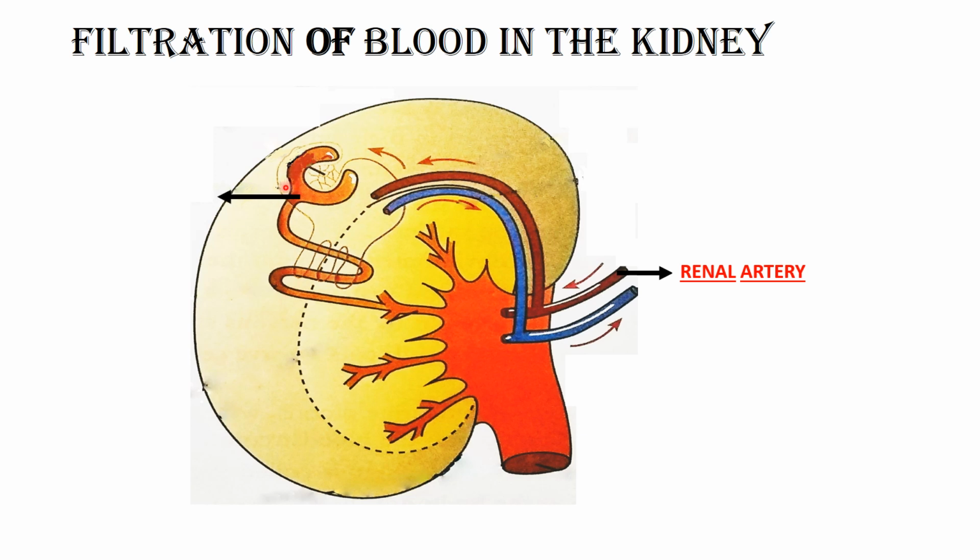A cup-shaped structure called the Bowman's capsule or the nephron is responsible for filtering the blood. The nephron contains a bunch of capillaries called the glomerulus. So the glomerulus and the nephron are responsible for filtering the blood inside the kidney. The renal artery sends the blood inside the nephron for filtration.